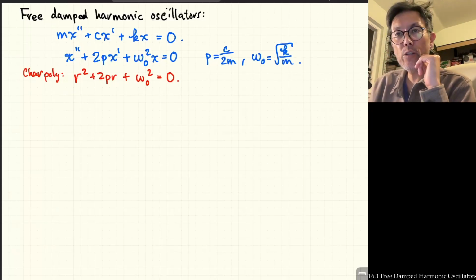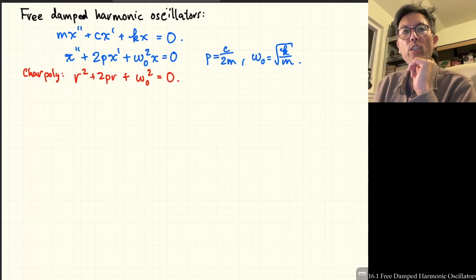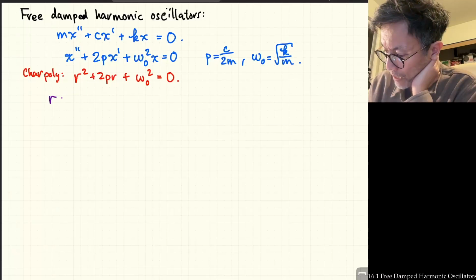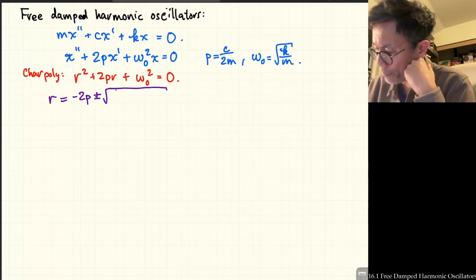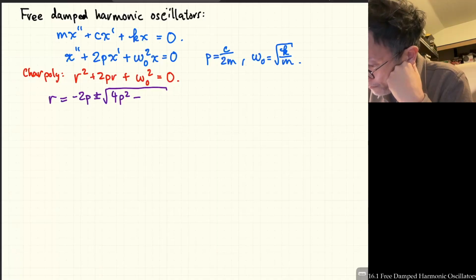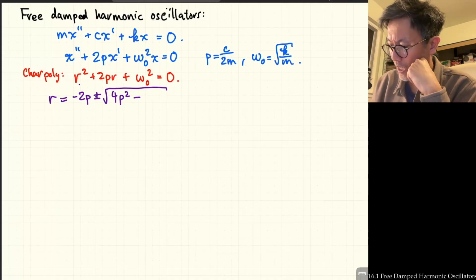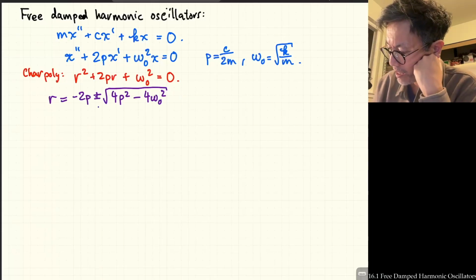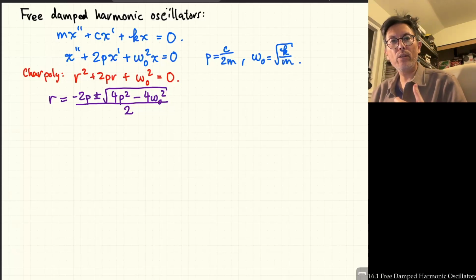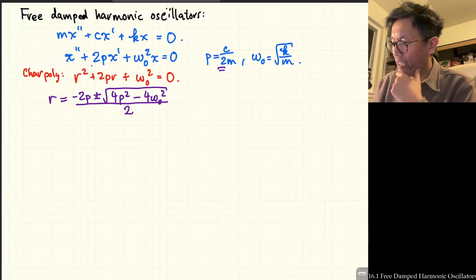But let's go ahead and use the quadratic formula now to write down an expression for the roots of this characteristic polynomial. We're going to have r equals negative 2p plus or minus the square root of 2p, whole thing squared, so it's 4p squared, minus 4 times 1 times omega naught squared. So that's 4 omega naught squared. And this whole thing gets divided by 2. And now you see maybe the reason why we put in this 2 here and here.